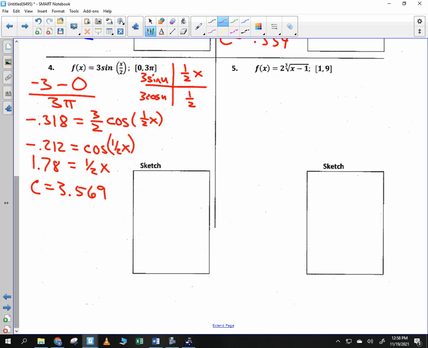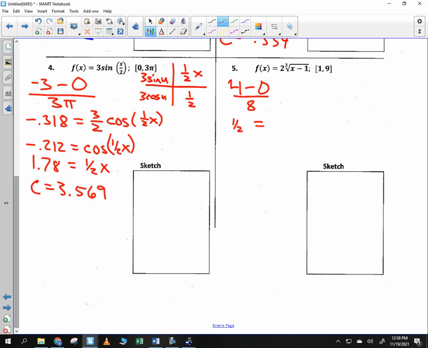F of b, what do I plug in? 9. 9 minus 1 is 8. What's the cube root of 8? Times 2 is 4. Minus 0. Divided by 8. And you get 1/2. So we got the left side just fine. Let's do the right side.